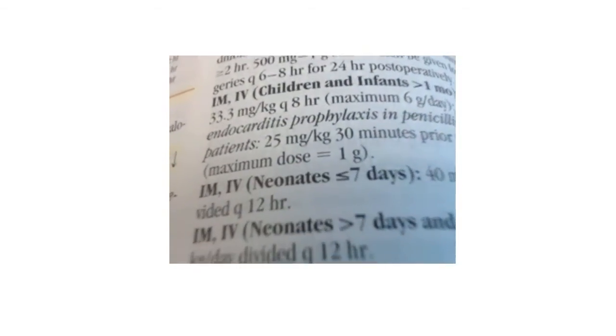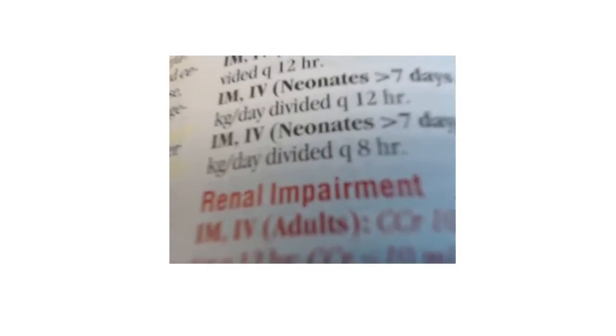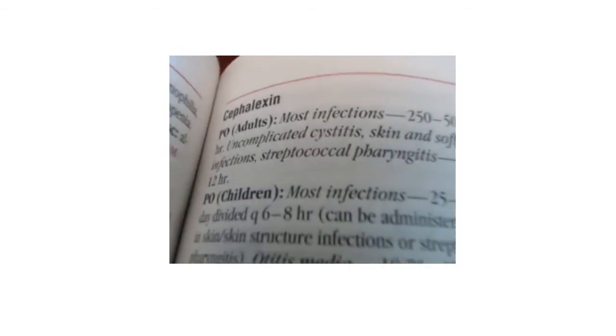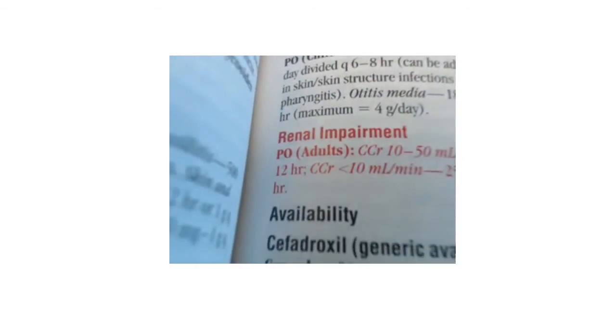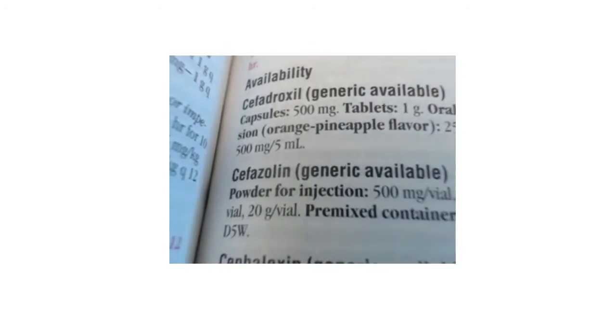And there's our IM and IV information for children, for neonates. There's the renal impairment warning again. So we see that that is a common thread throughout here. Now let's go to the next page, and we're still talking about our cephalosporin, or Ancef. There's renal impairment again, so we get that's a strong, important thread.